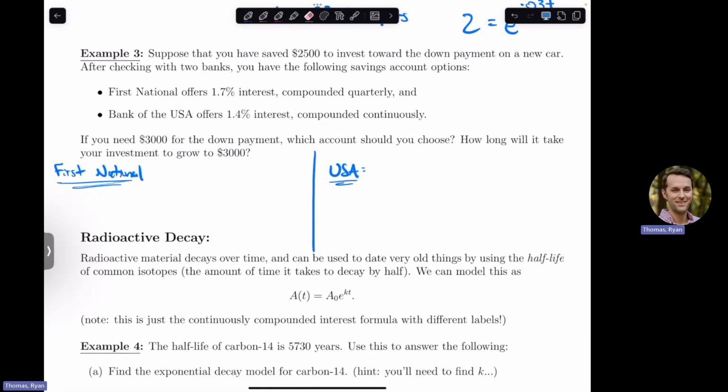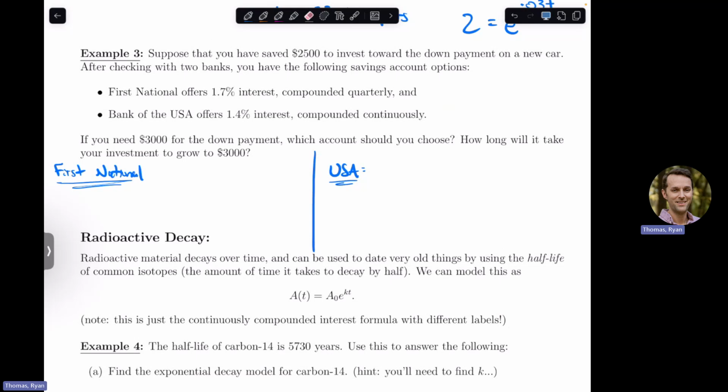Okay, so in setting these up, there's a lot of overlap, right? You have $2,500 saved. Again, that's your cash on hand to invest. So what's 2,500 for both of them? It's a principal, right? So P is 2,500 in both cases. In both cases, we're looking for time, so we don't know what T is yet, because the question is how long is it going to take, right? So we're trying to find time.